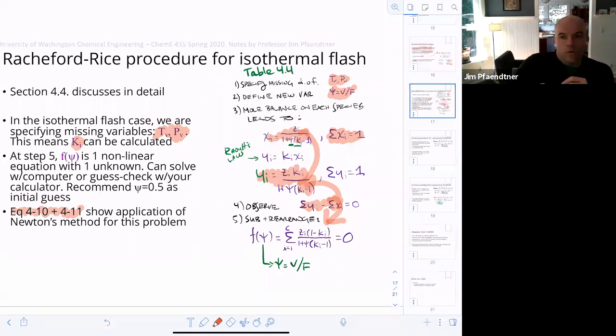Okay, so the broad, generic example of this isothermal flash has an unknown value V, or the V over F ratio, and we'll eventually solve for that, given a certain temperature and pressure.